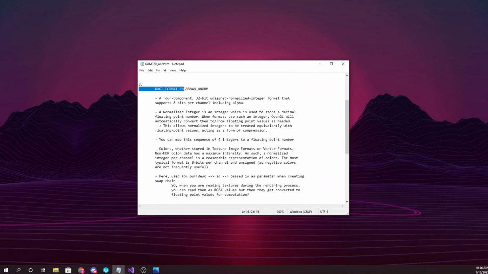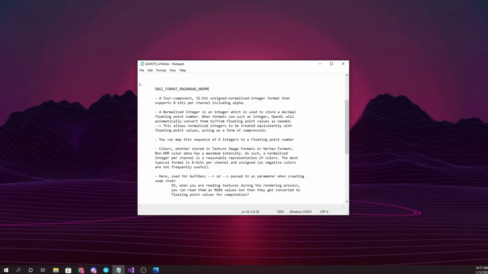In terms of these DXGI formats, the first one in plain English is a 4-component, 32-bit unsigned normalized integer that supports 8 bits per channel, including alpha. So there's the R channel, which is 8 bits, and G, B, and A, alpha, which are all 8 bits. They're unsigned because negative colors aren't really useful. You just have the color ranges as positive, like 0 to 255 or whatever it is.